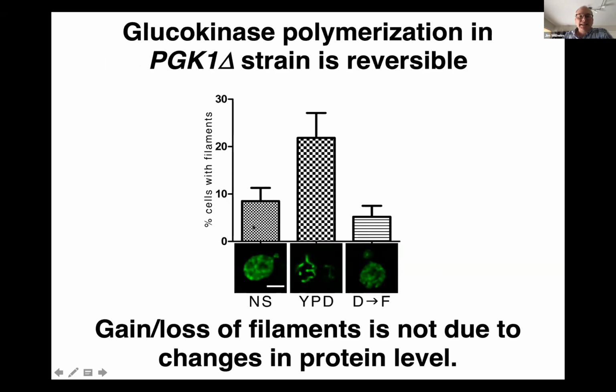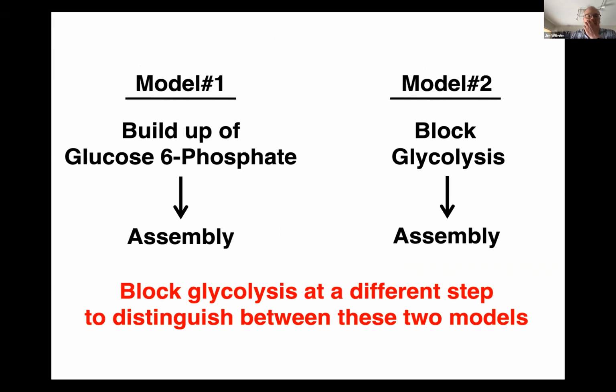Furthermore, this gain and loss of filaments is not due to changes in protein expression level. It's not protein degradation, it's actual reversal of the polymerization in vivo. So you could imagine two models. One, it's the buildup of glucose 6-phosphate triggering assembly, or two, we've just lobbed a grenade into glycolysis, and any disruption of glycolysis would trigger assembly. So if we block glycolysis at a downstream step, it will allow us to distinguish between these two models, because mutations that block further down in glycolysis should accumulate less glucose 6-phosphate.